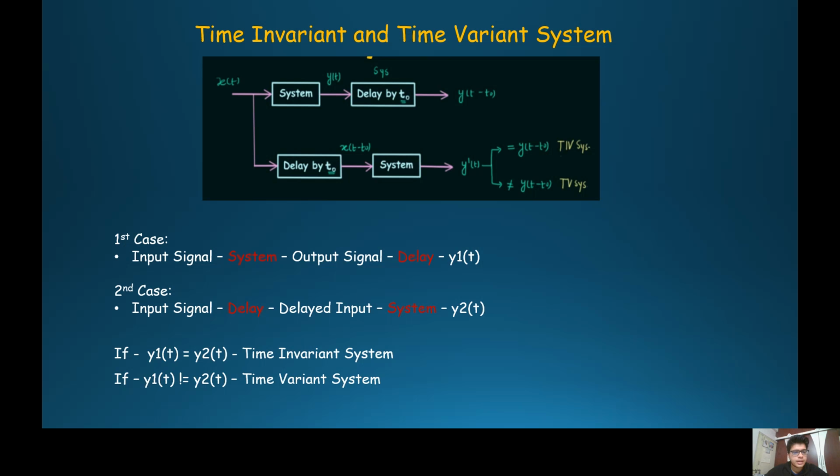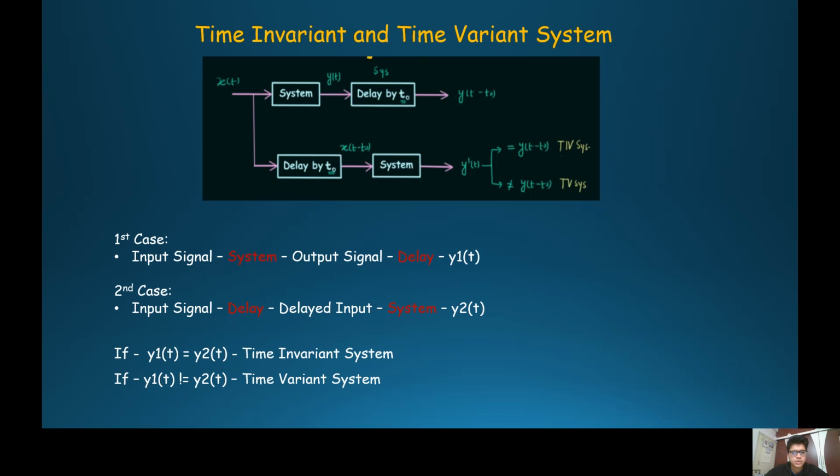In the second case, we delay the input signal by certain time t naught. So the input signal is x(t minus t naught). Now this is fed into the system, and let's say the final output is y dash t. So there are two possibilities. Either y dash t can be equal to y(t minus t naught), or it cannot be equal to y(t minus t naught). If it is equal, then we say that the system is time invariant. Otherwise, the system is time variant.